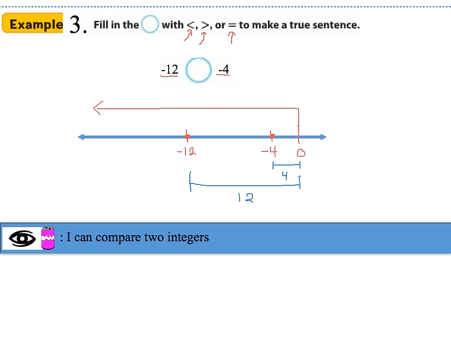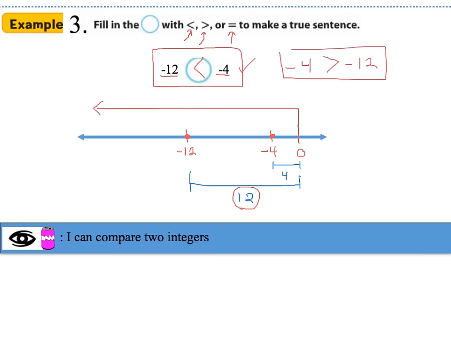So if I look at the magnitude, I know that I moved more spaces going to the negative 12, which means that has to be the smaller number because it's farther away from 0. So I'm going to write my inequality like this. Negative 12 is less than negative 4. This inequality shows that two statements are not equal, and this is a true statement. I can also write it like this. Negative 4 is greater than negative 12. This is also a true statement.